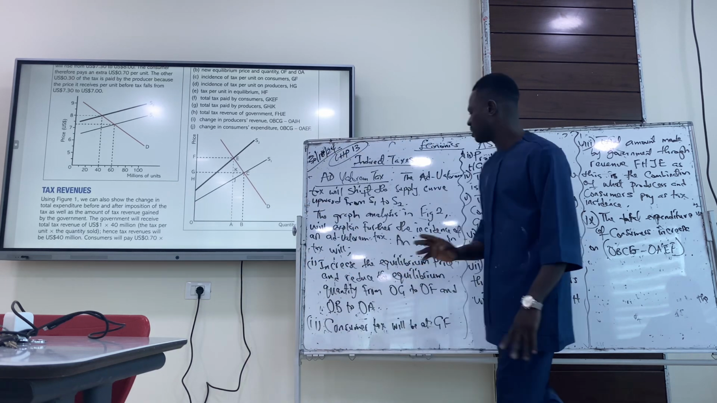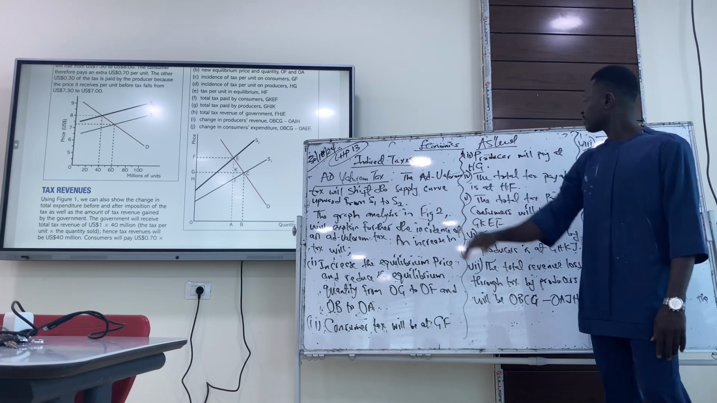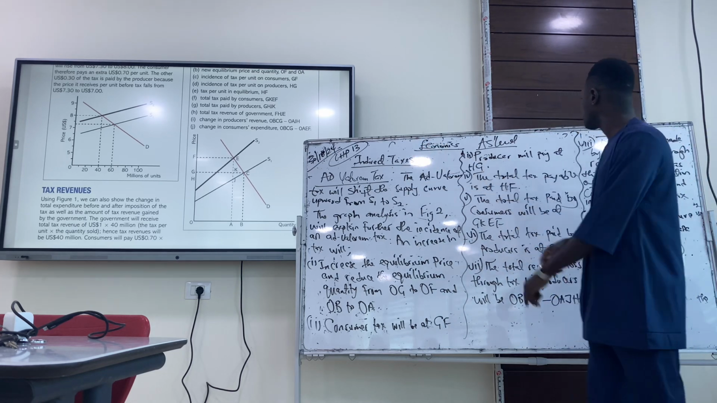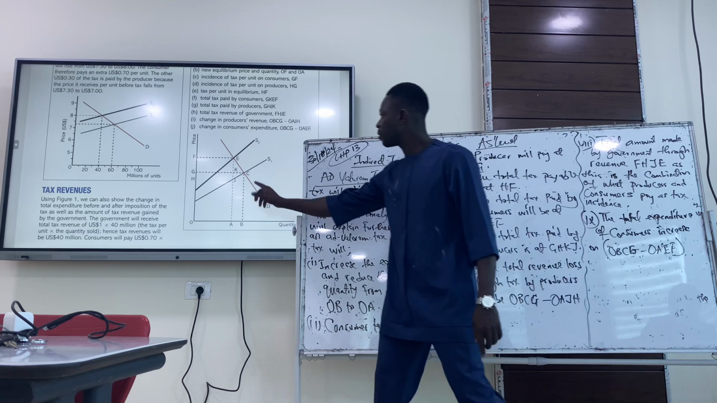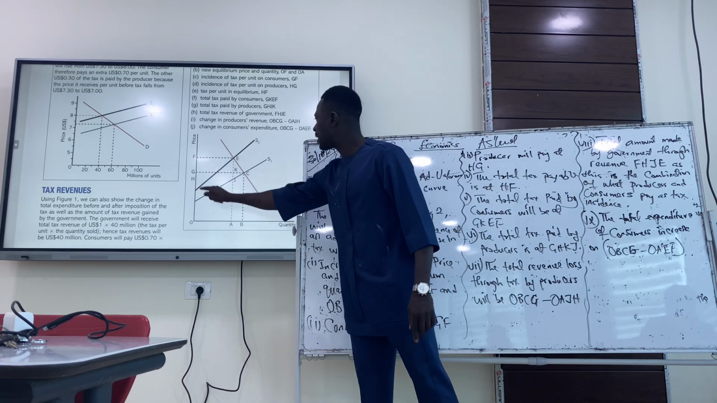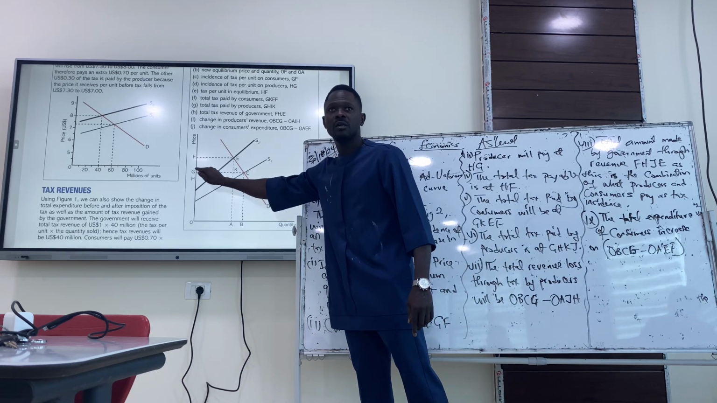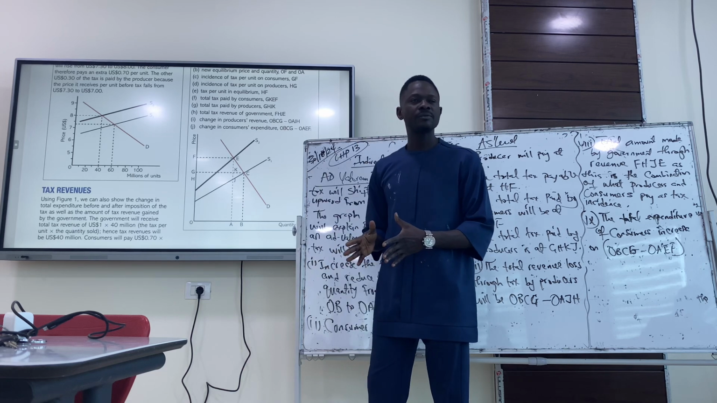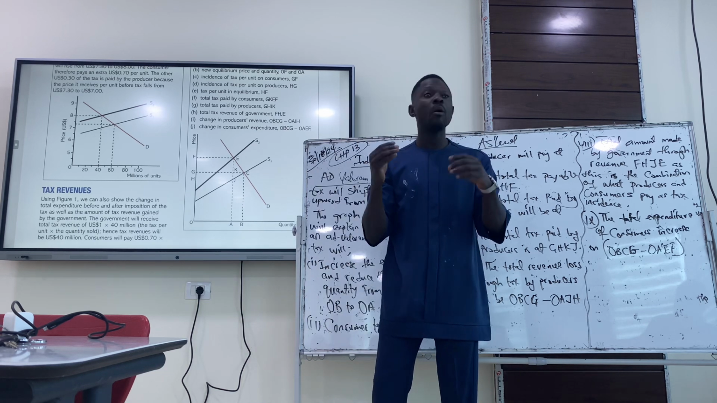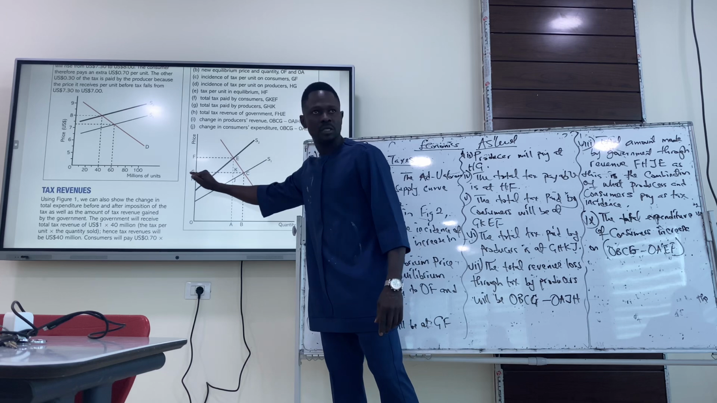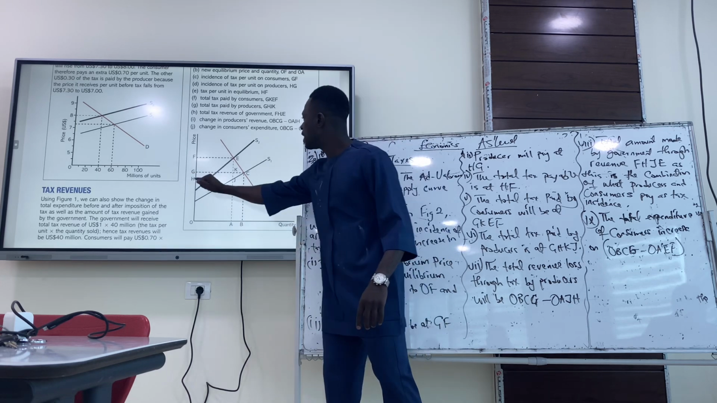It's clear, right? So, explain every point. Now, what happens to producers? Producers will pay at HG. For producers, because this is the supply curve, they pay at HG. This is what producers will pay. You get what I'm doing here? Yes. The incidence of tax on producers will be at HG. For consumers, it will be HF.